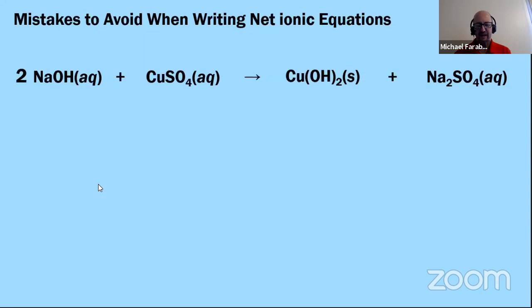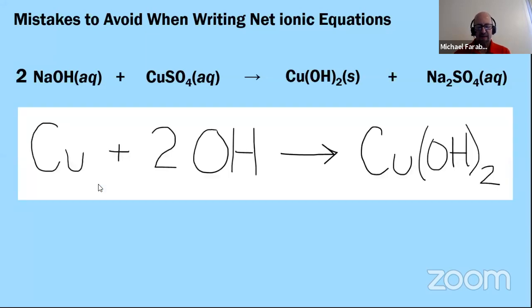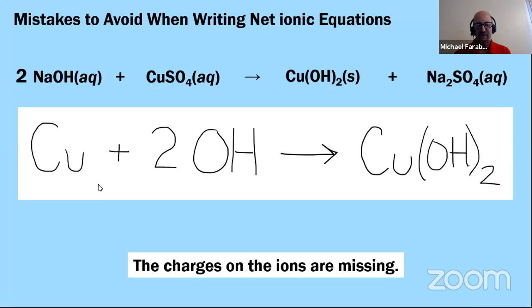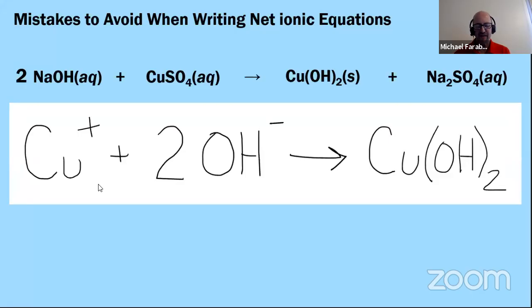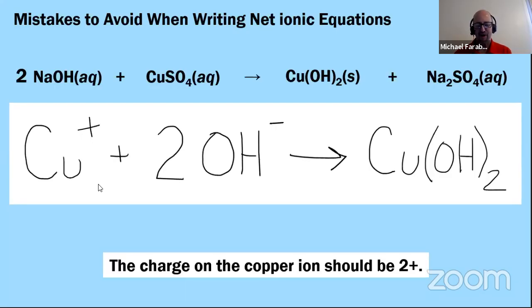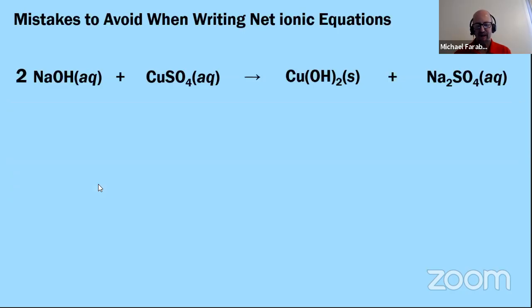Okay, here's another mistake. Let's see what this student did wrong. They did a good job with the balancing, but the charges on the ions are missing. So again, make sure that you don't fall into these traps or these mistakes. Here's another mistake that a student made. Looks like they have attempted to balance the equation and they have charges on their ions. But if you look closely, the charge on the copper ion should be +2, not +1. So again, pay attention to these little subtle mistakes that students can make.